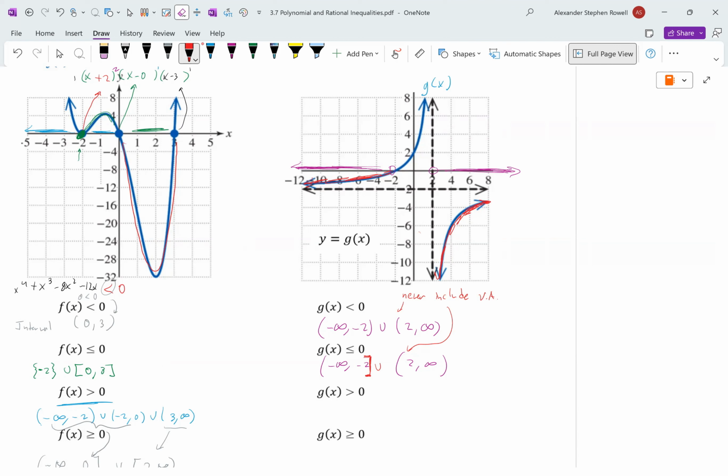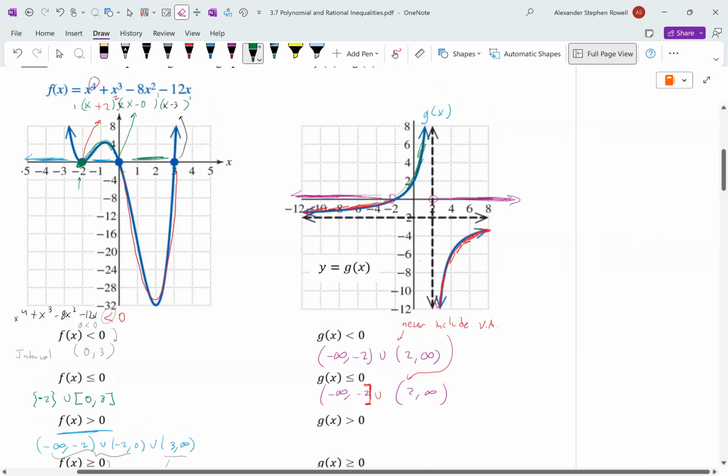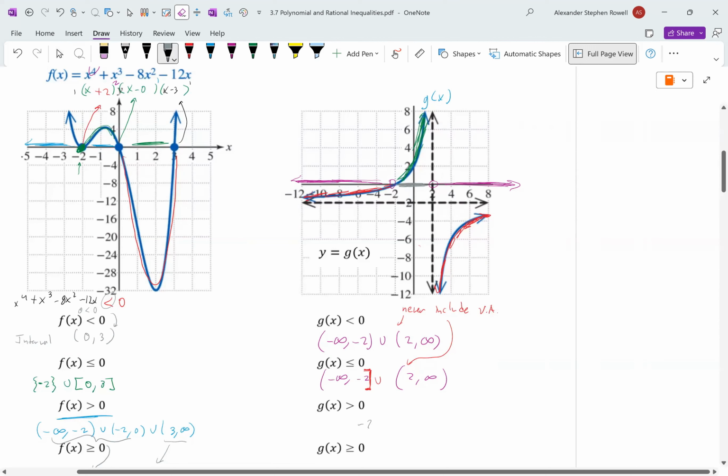When is g of x greater than 0? For which x values? So where is it above the x-axis? My graph here would be for which x values? Between -2 and 2. Do I include either of these? No, strict inequality, don't include. Why do I write interval in front of it? Yeah, so it doesn't look like an ordered pair.